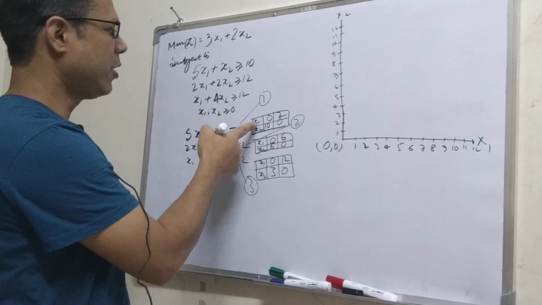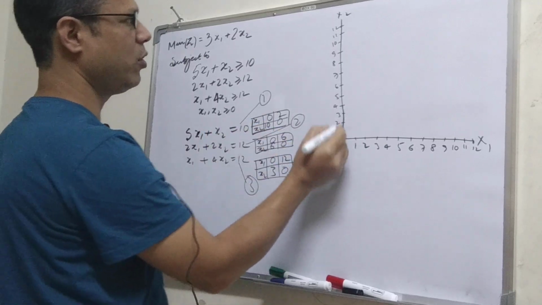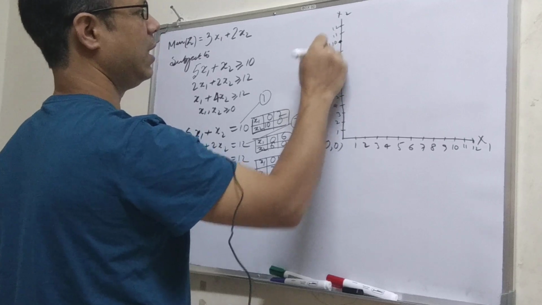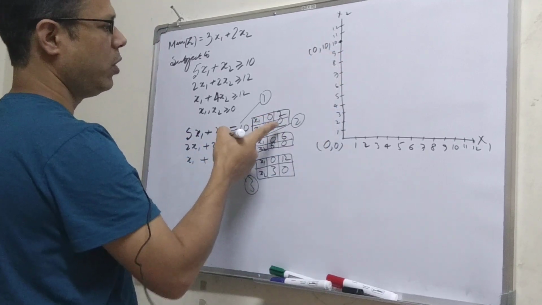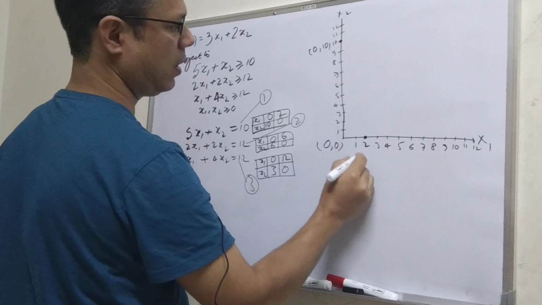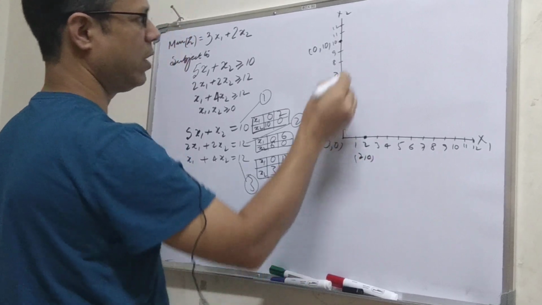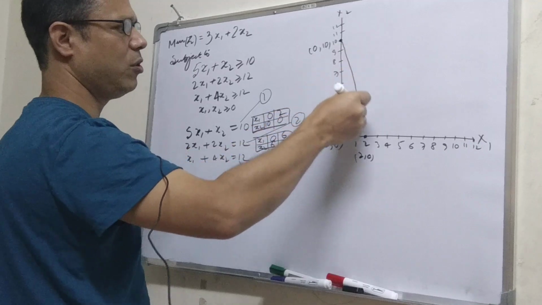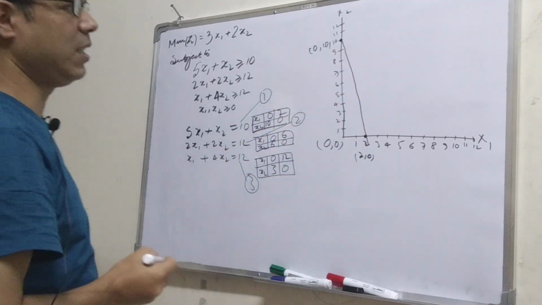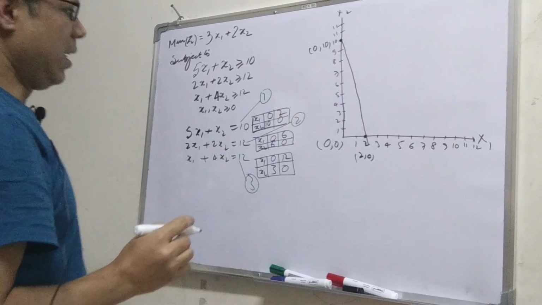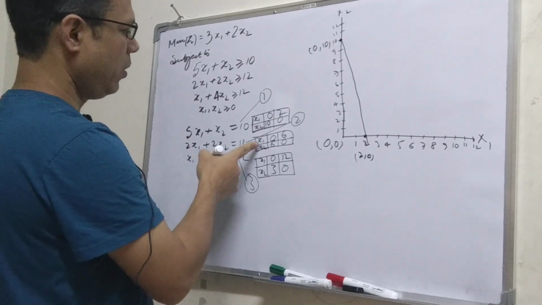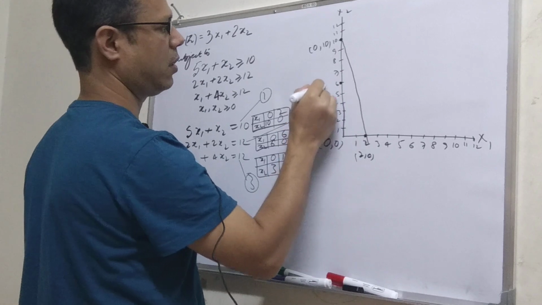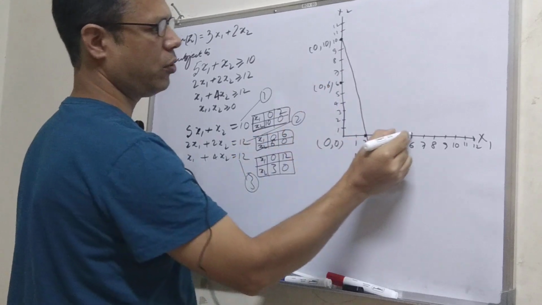Now when x1 is 0, x2 is 10, so we can find the point 0 and 10. When x1 is 2, x2 is 0, so the point 2 and 0. We can draw this graph, we just need to join these points. So now this is the straight line graph. Now when x1 is 0, x2 is 6, so 0 and 6, and 6 and 0, you can draw here.